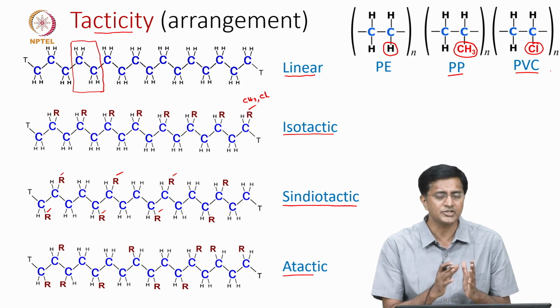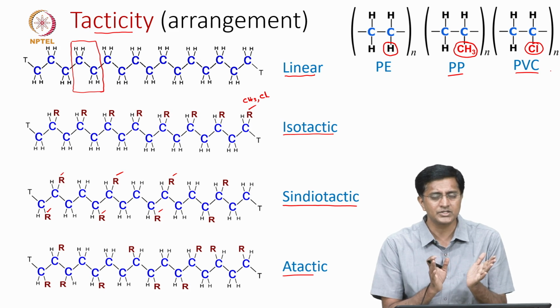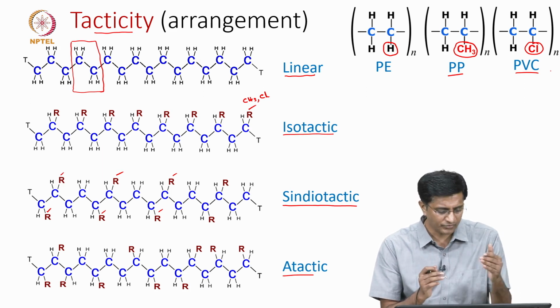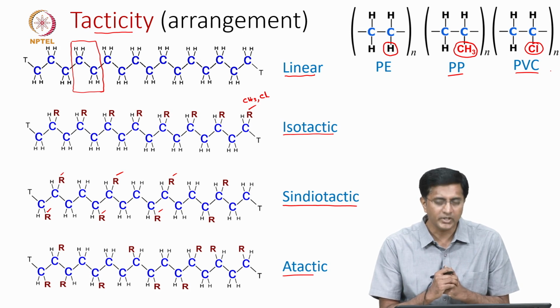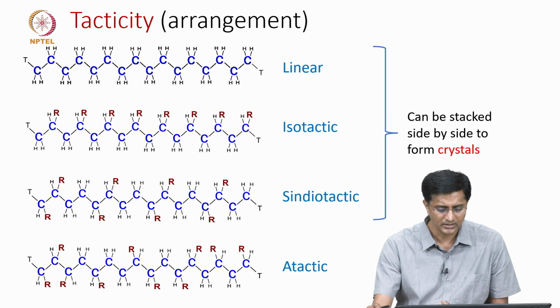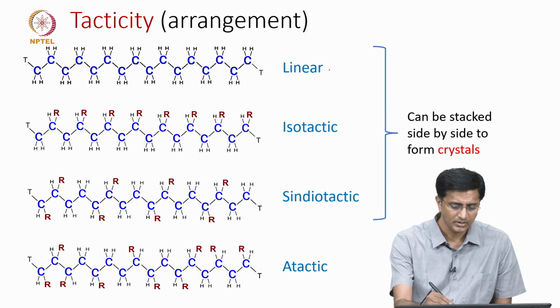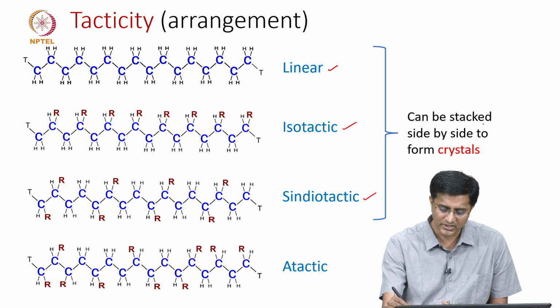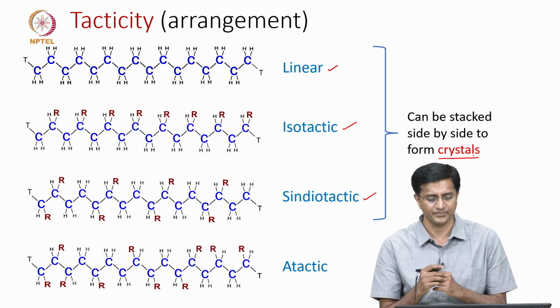In the previous slide we mentioned crystalline is when these long chains fold against each other and then they form a very compact block. So, which of these possibilities can do that? The answer is the first 3: linear, isotactic and syndiotactic. They can be stacked side by side to form crystals or crystalline structures.